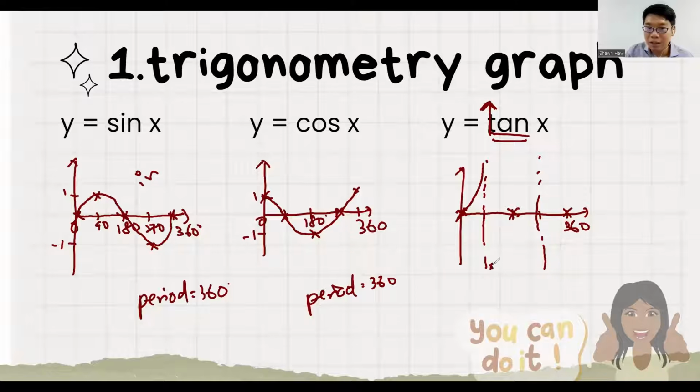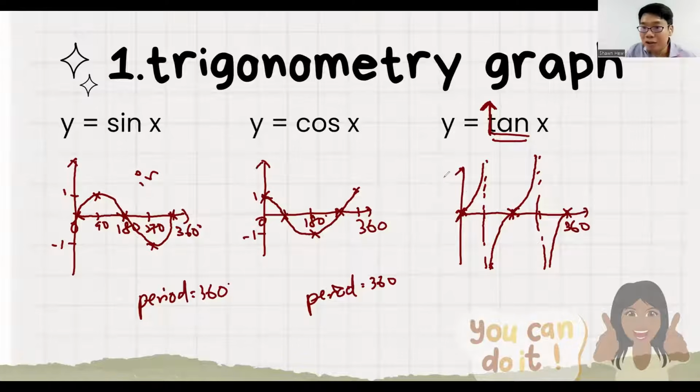So we have to start from here. And then from very, very close to this asymptote, slowly go further, further, further until here. And then from here, again, it continues to go up. Then it repeats again. So this is how you draw the tangent graph.